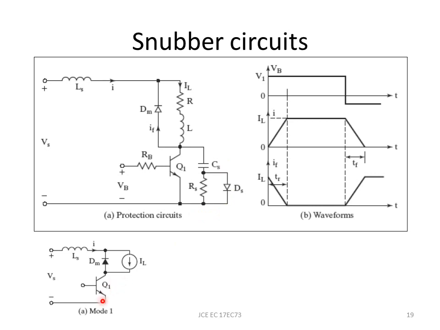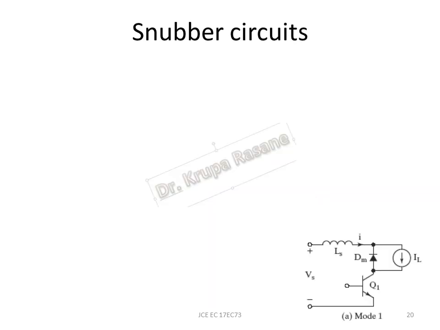So in mode 1, what is happening? I am applying a positive voltage here, and the transistor is going to turn on, and the load current is going to flow through it. So this is a simplified diagram that I am going to show, and this is IF that will flow whenever DM comes into the picture, during the transient states of the two transistors. Otherwise, DM will not be in the picture during the stable state of the transistor.